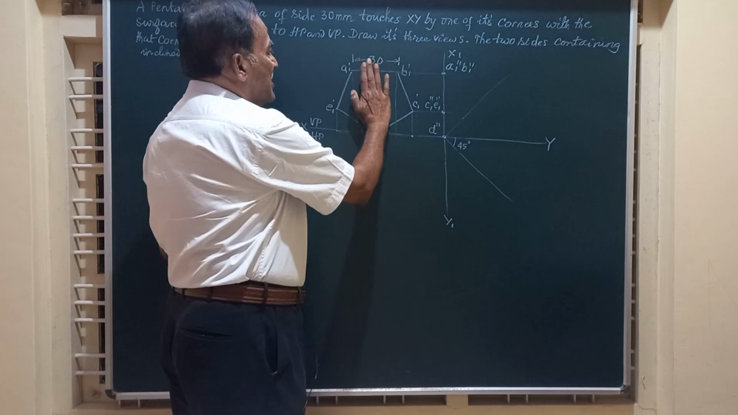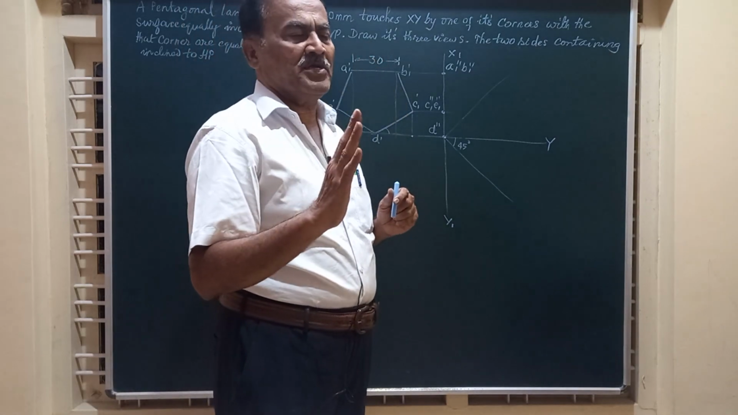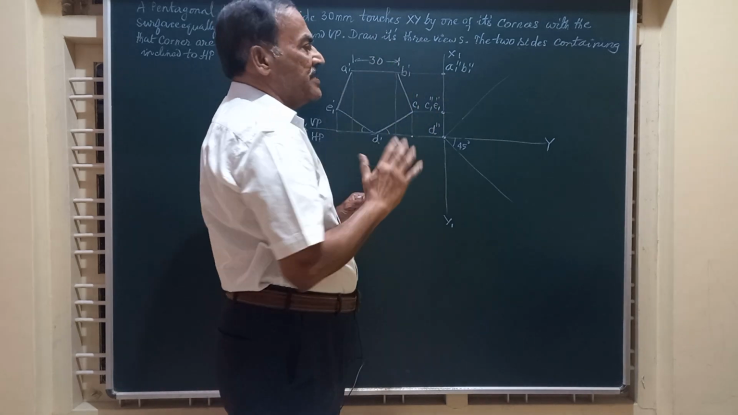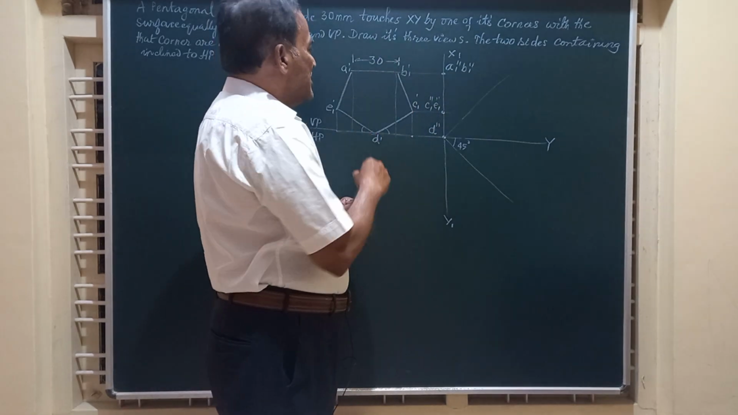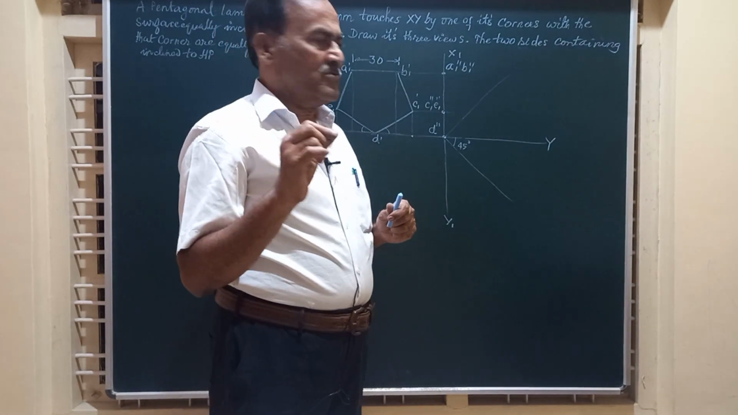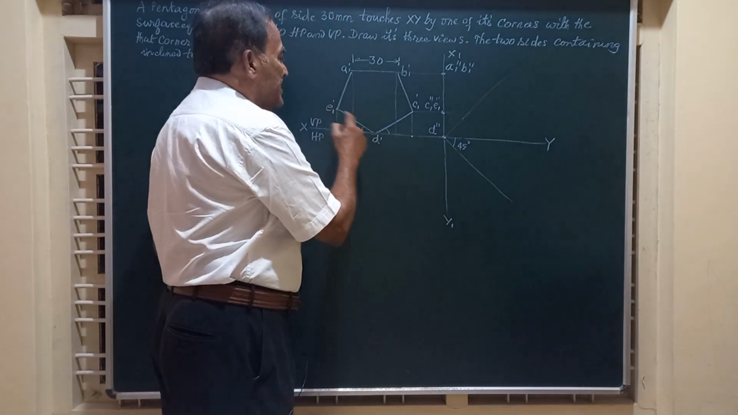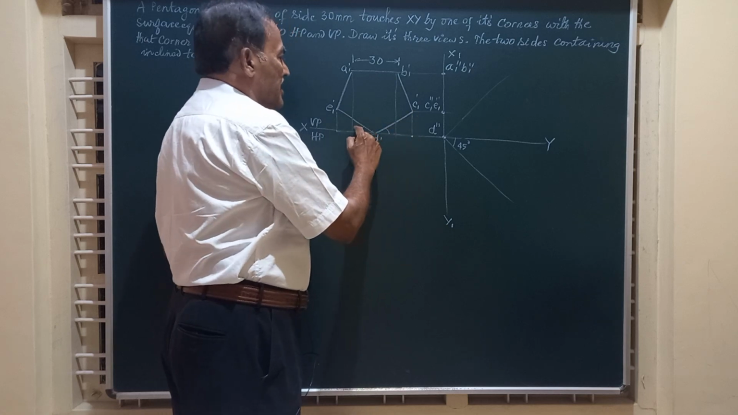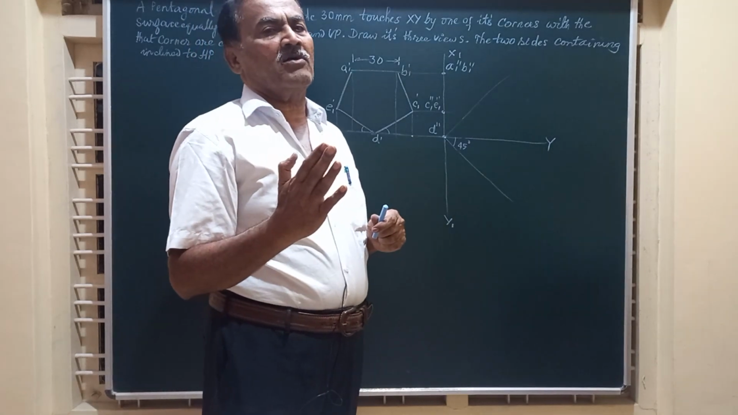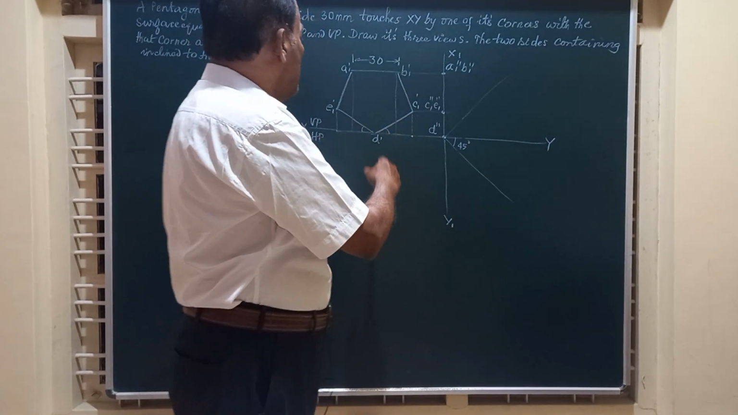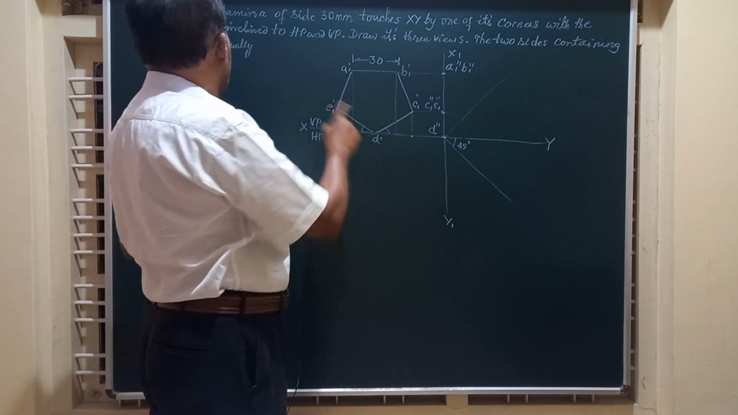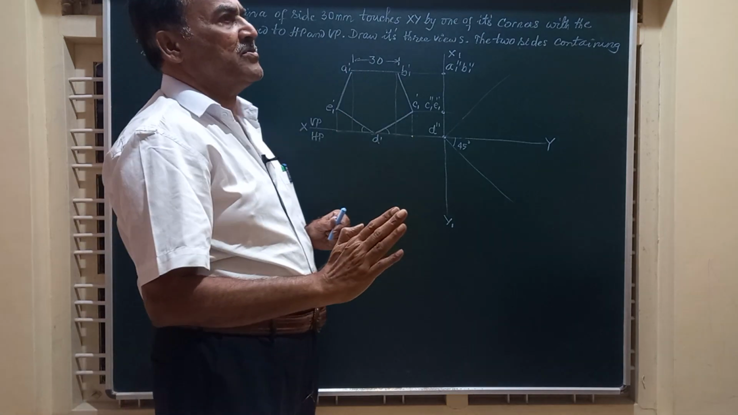Now the surface of the lamina is on VP. That is, it is totally in contact with the vertical plane. And friends, in the question it says, it has to rest on one of the corners, but with the two sides containing that corner equally inclined to the HP. The surface is given as equally inclined to HP and VP.